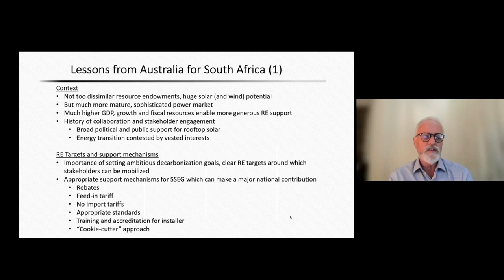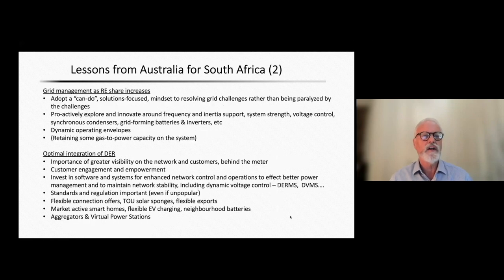Renewable energy targets and support mechanisms are clearly way out there, much more ambitious, much clearer. The integrated strategic plan gets published every two years. They can mobilize stakeholders around it, broadly going in the same direction. There has been successful acceleration of rooftop solar through rebates, feed-in tariffs, no import tariffs on panels, appropriate standards, training and accreditation, this cookie-cutter approach. We can learn a lot there.